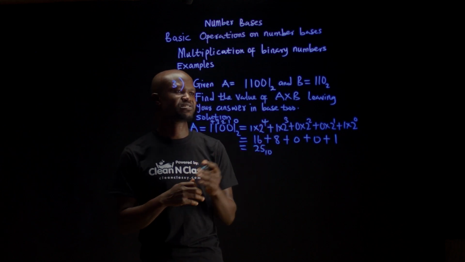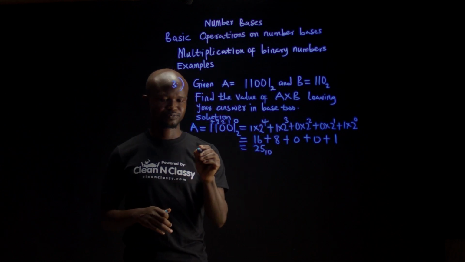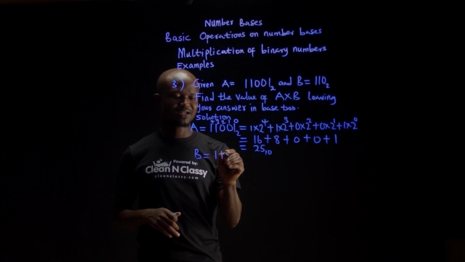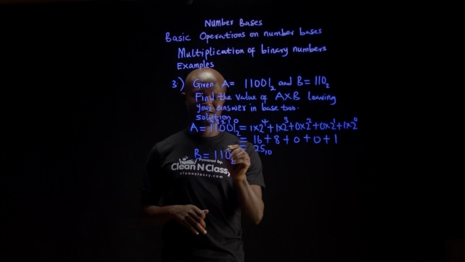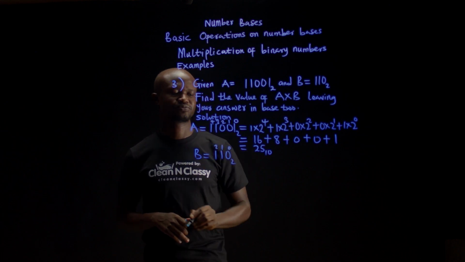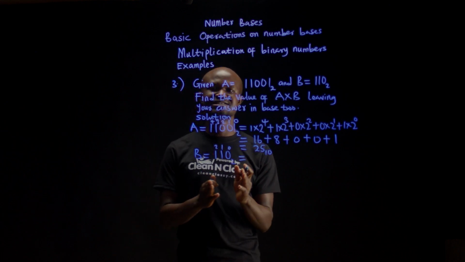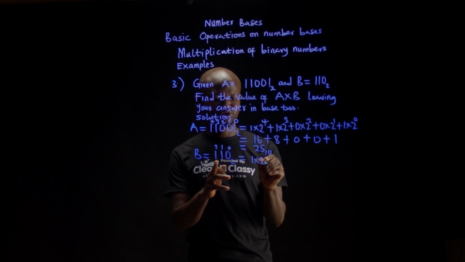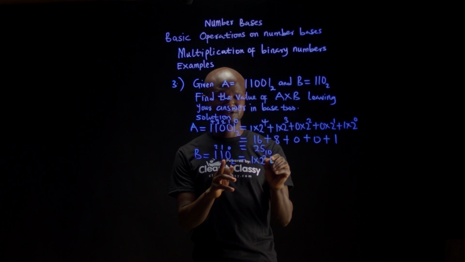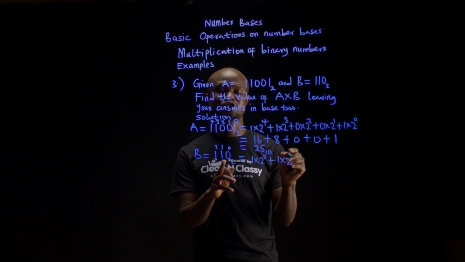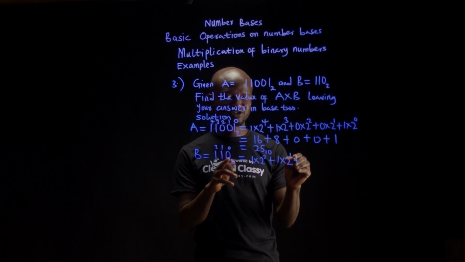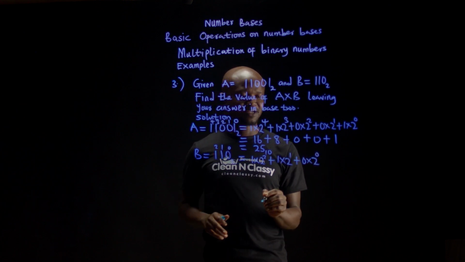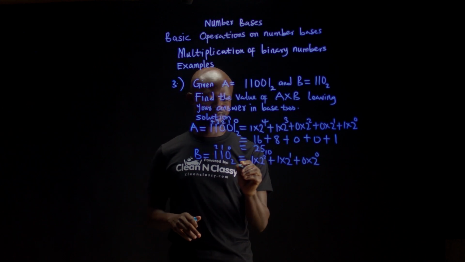Now, let's convert B to base 10 also. We have 110 base 2. From the back, 0, 1, 2. Now, writing this in expanded form, we have 1 times 2 raised to the power 2, plus 1 times 2 raised to the power of 1, plus 0 times 2 raised to the power of 0.